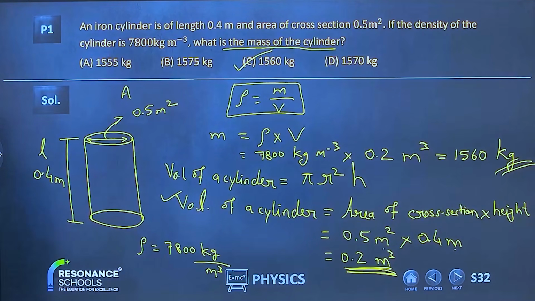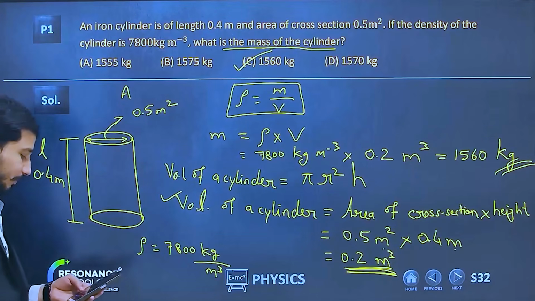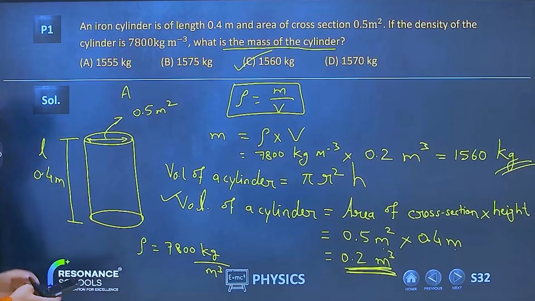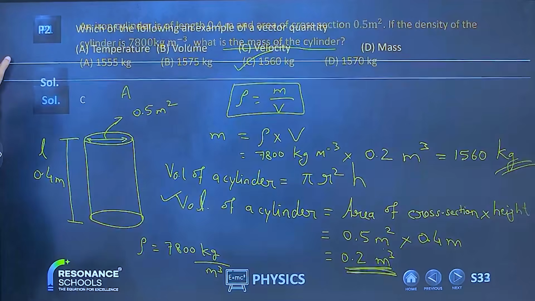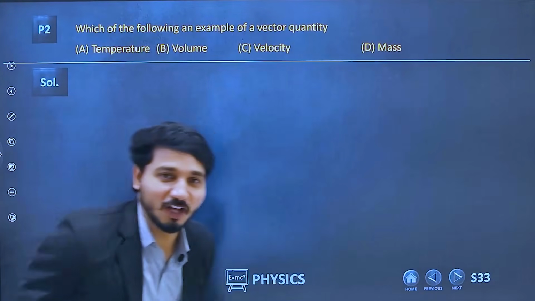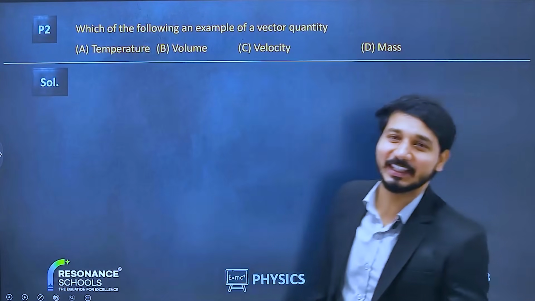So this was our last question we had discussed. After this, the next question will be on the screen soon. Stop commenting. Fine. Ready, steady, go. Which of the following is an example of vector quantity?